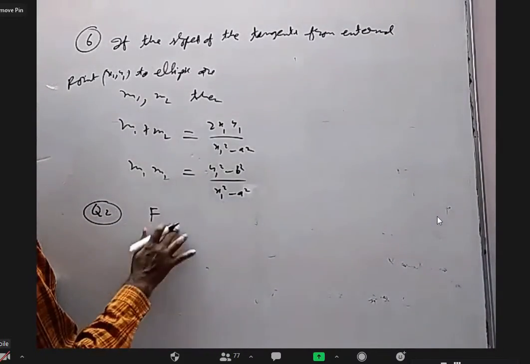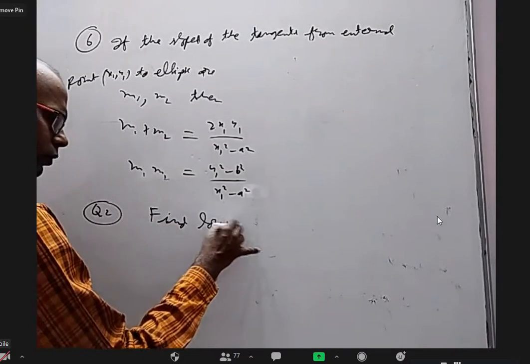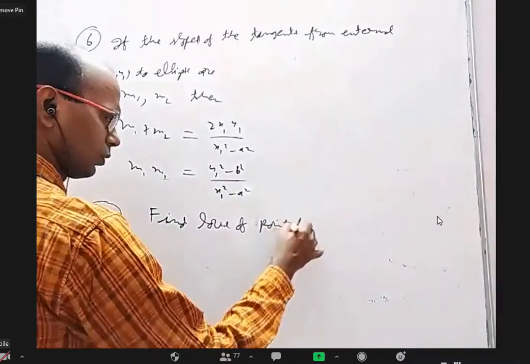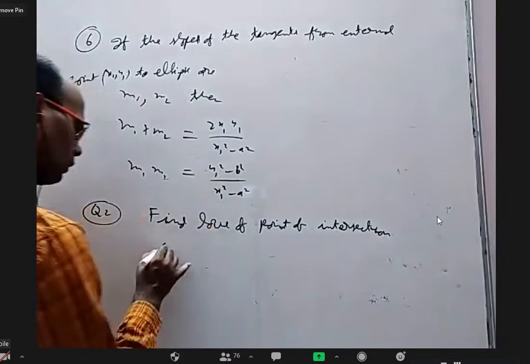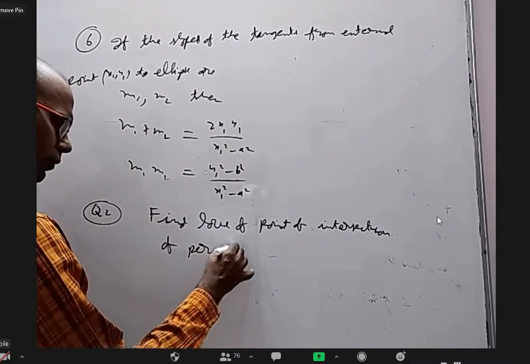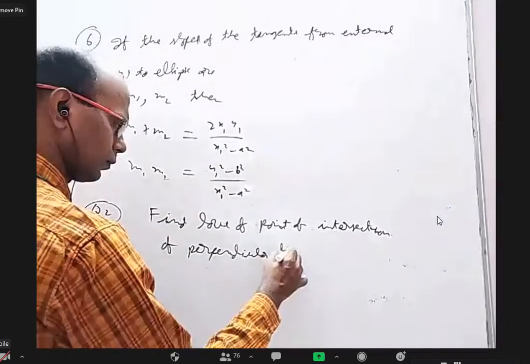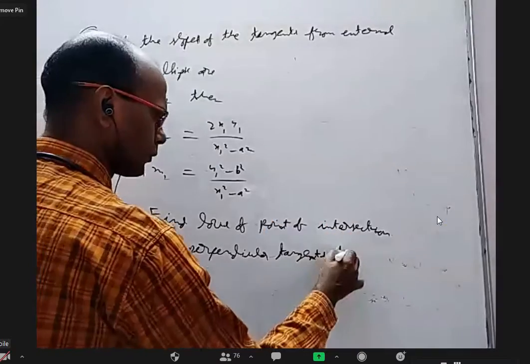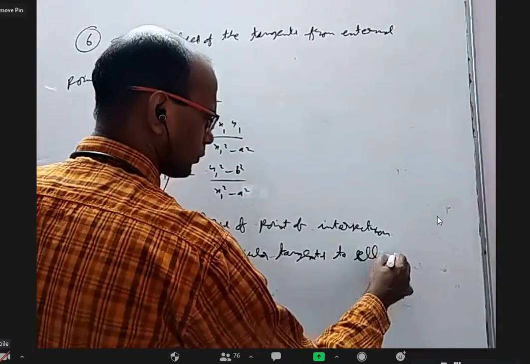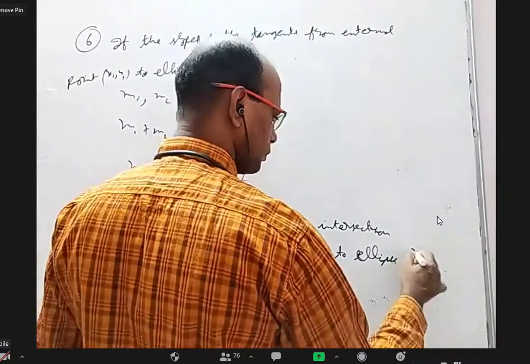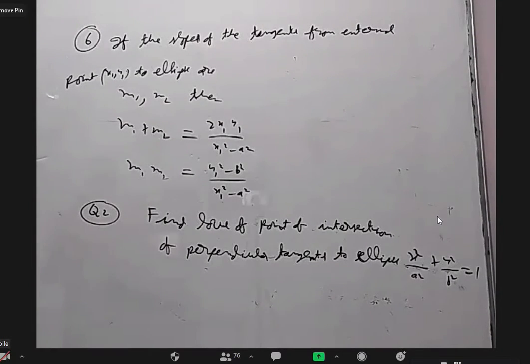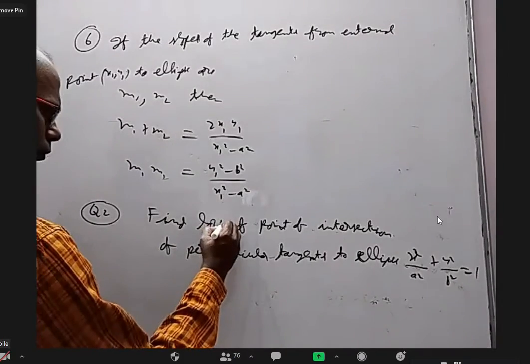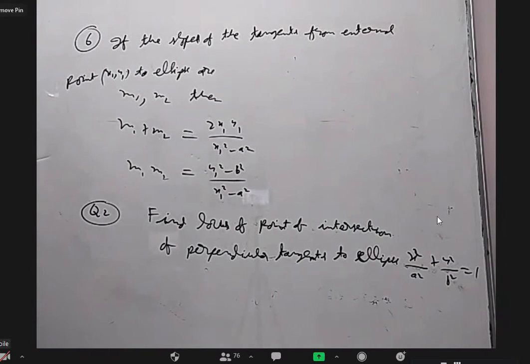Find the locus of point of intersection of perpendicular tangents to ellipse x square by a square plus y square by b square equal to 1. Find locus of point of intersection of perpendicular tangents. So x square plus y square equals a square plus b square.